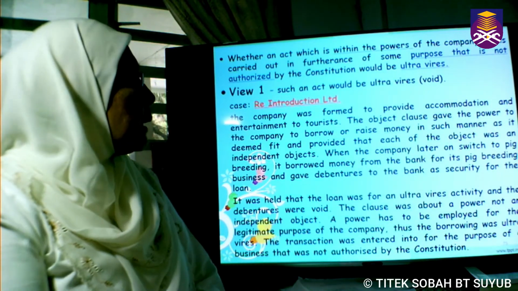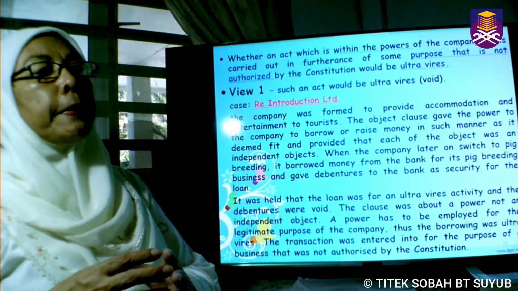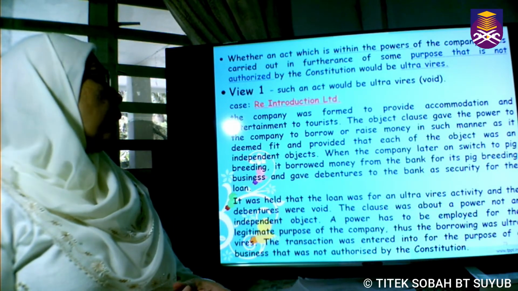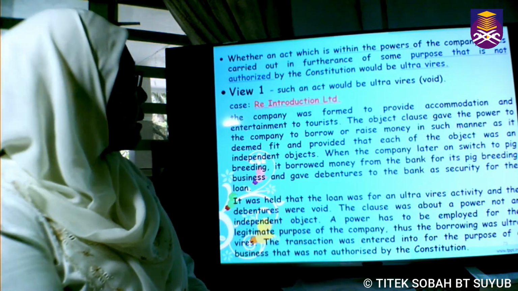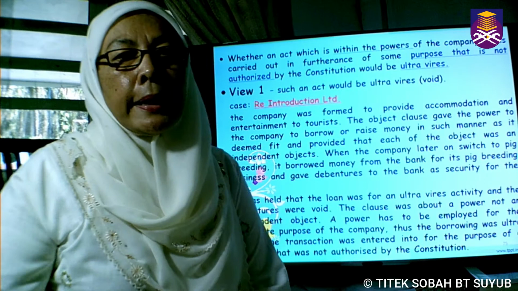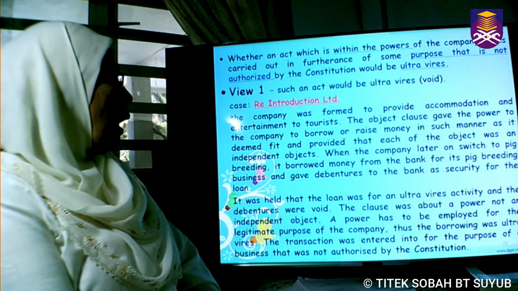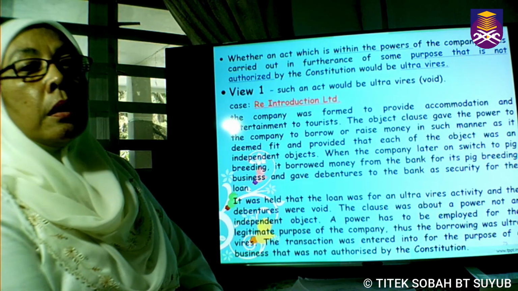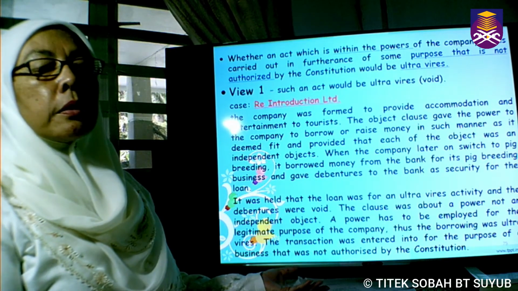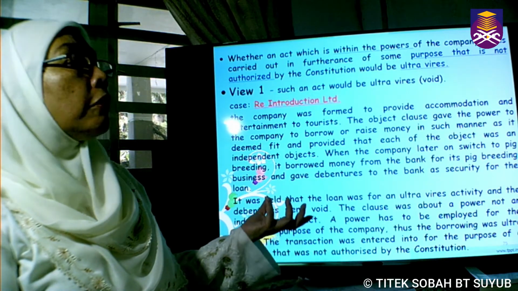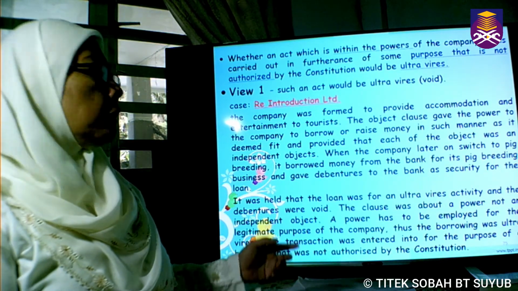And then what happened? The company later on switched to pig breeding. So they changed their business to pig breeding. They borrowed money from the bank for this pig breeding business, and they gave a debenture to the bank as security. Later on, of course, they failed to pay the said loan, and now the question is whether the loan is actually ultra vires or not. Because we know that the company was formed for tourism, right? So the court held the debentures were void.